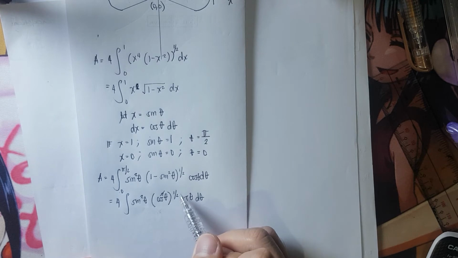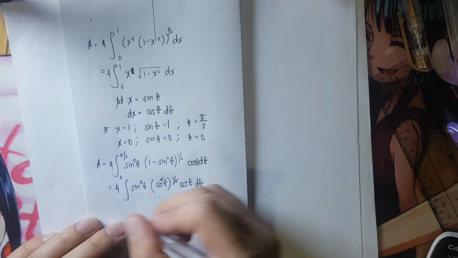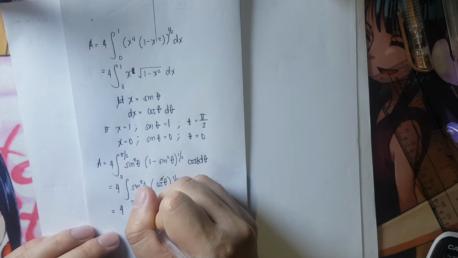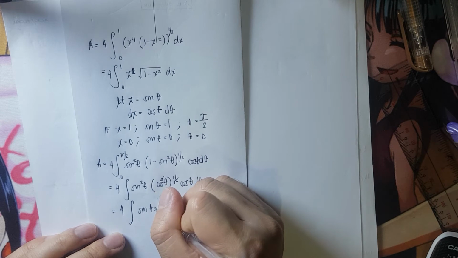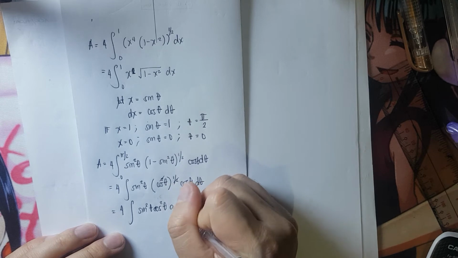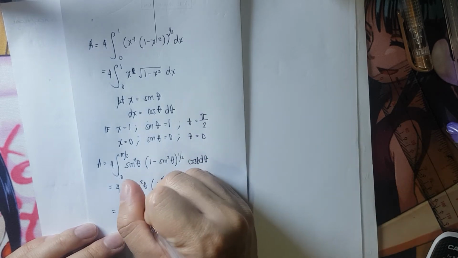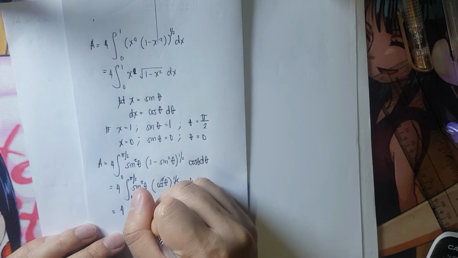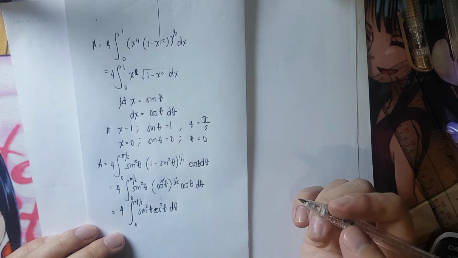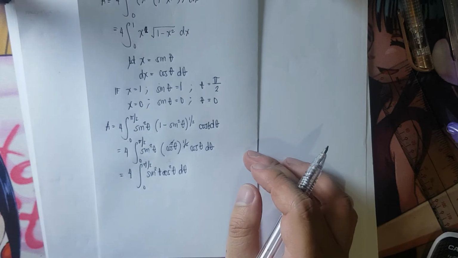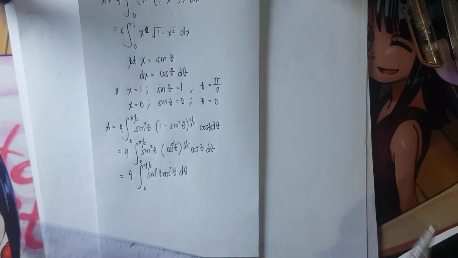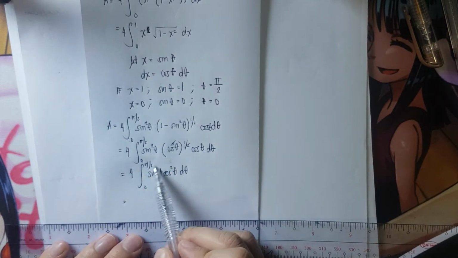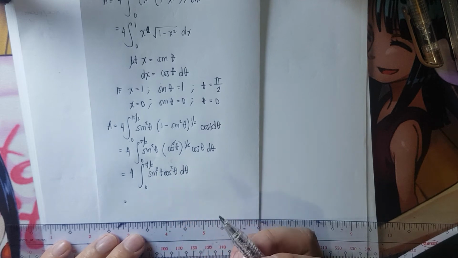So the square here will cancel the 1/2 there. So simplifying further, we have 4 times the integral of sine theta squared cosine theta squared d theta. Limits are from 0 to pi over 2. And there we have it. We can now use our Wallis formula. Okay, so using the Wallis formula, both of our exponents are even.